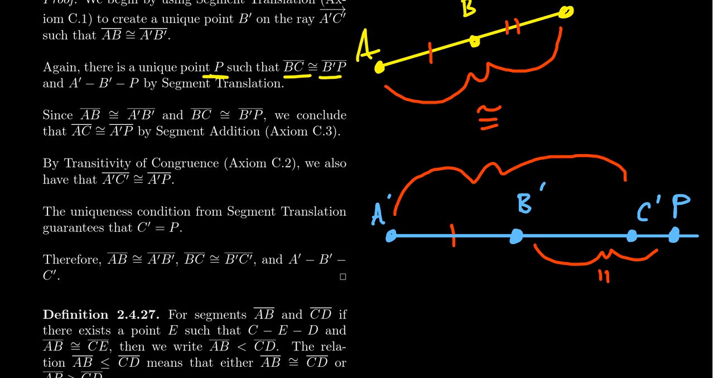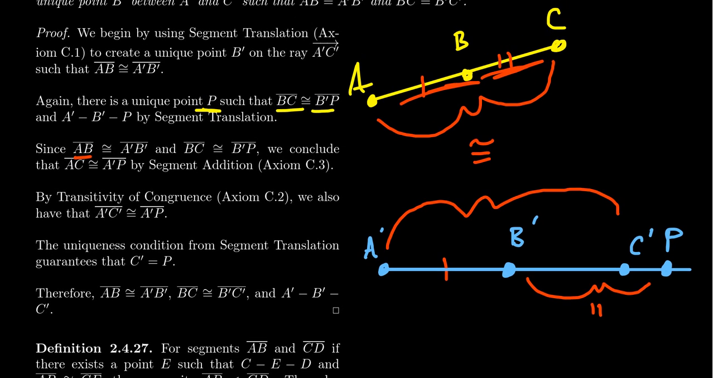So by what we know, AB is congruent to A prime B prime. We also know that BC is congruent to B prime P. So by segment addition, since those two pieces add up to be C prime. Let me put still C on the board there.